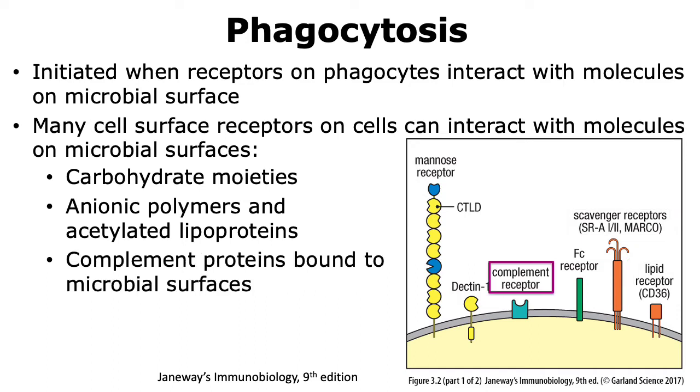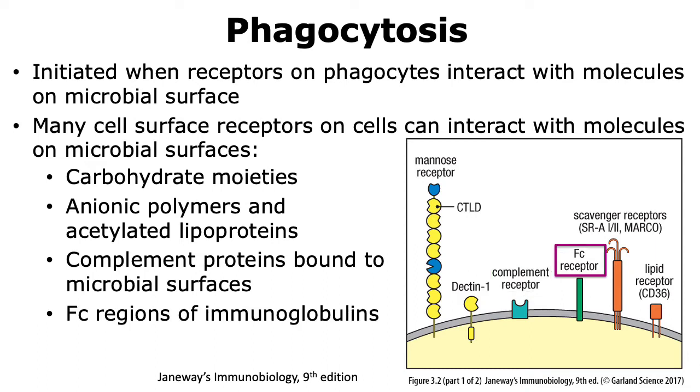We also have complement receptors that can bind to the complement proteins present on microbial surfaces. And finally, there is the Fc class of receptors, and these receptors can bind to the Fc regions of immunoglobulins. We will learn more about immunoglobulins when we start learning about adaptive immunity.